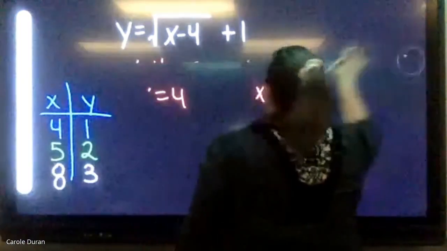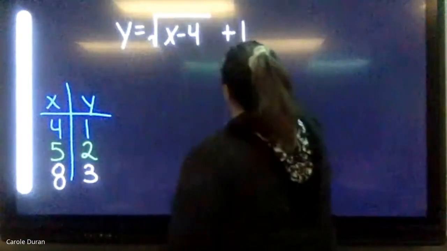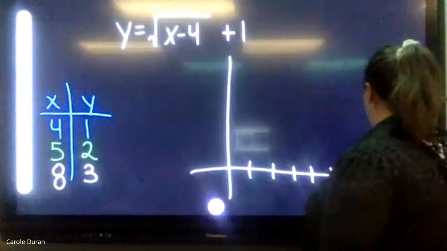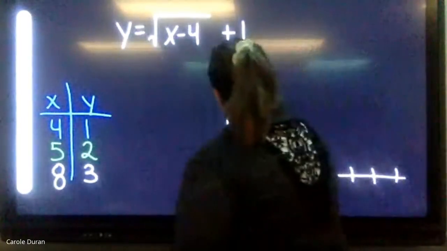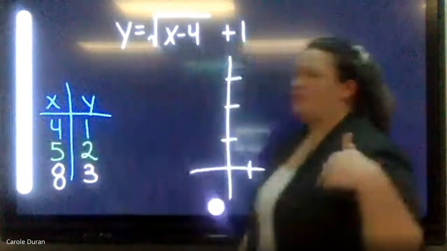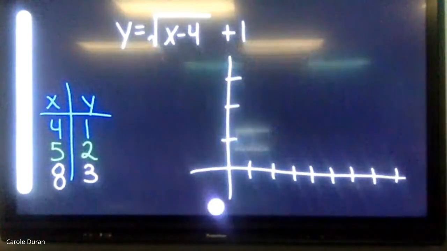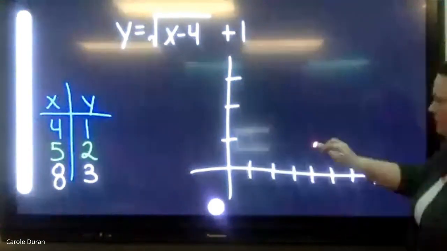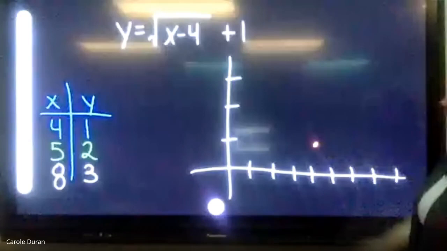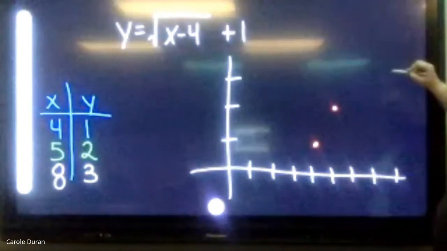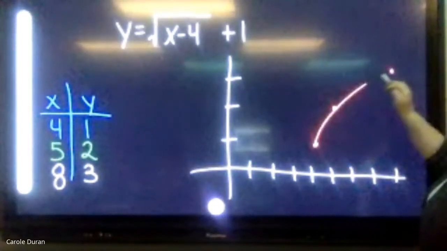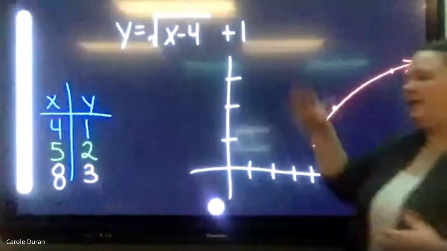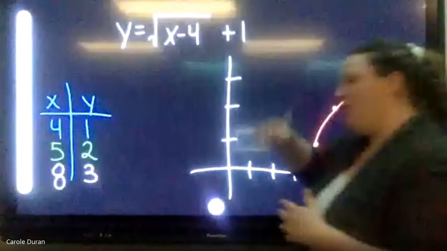Just to graph it. We go ahead and do that. I'm only drawing quadrant 1 because I know that's where it's going to exist, but you can draw the whole graph. So my first one is 4, 1. Then I had 5, 2. And then I had 8, 3. And I draw my graph. Of course, yours could look different because I drew my y-axis very squished, but the concept is the same.